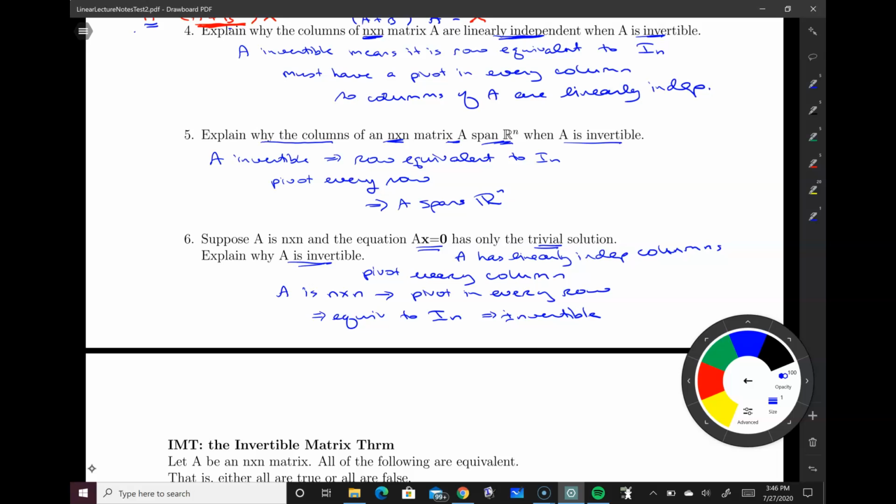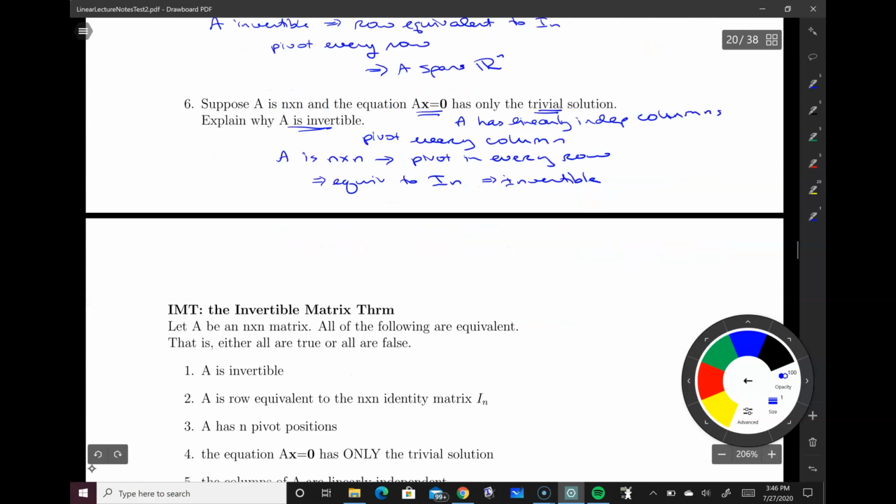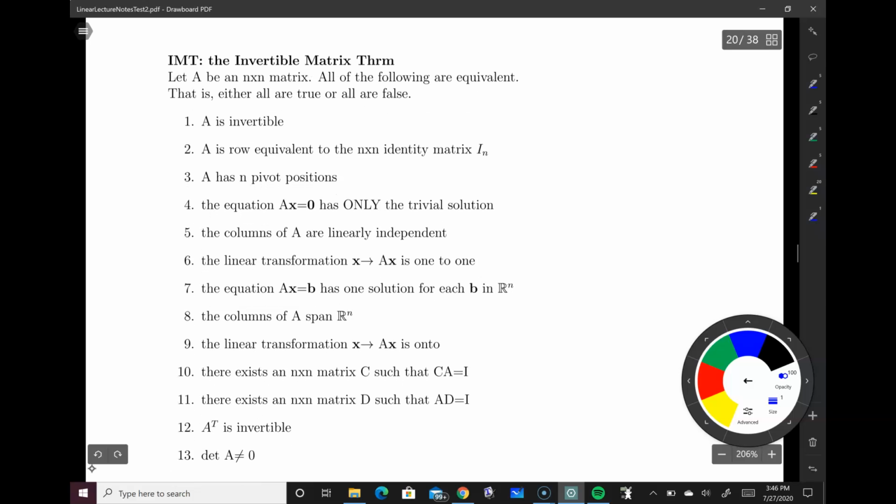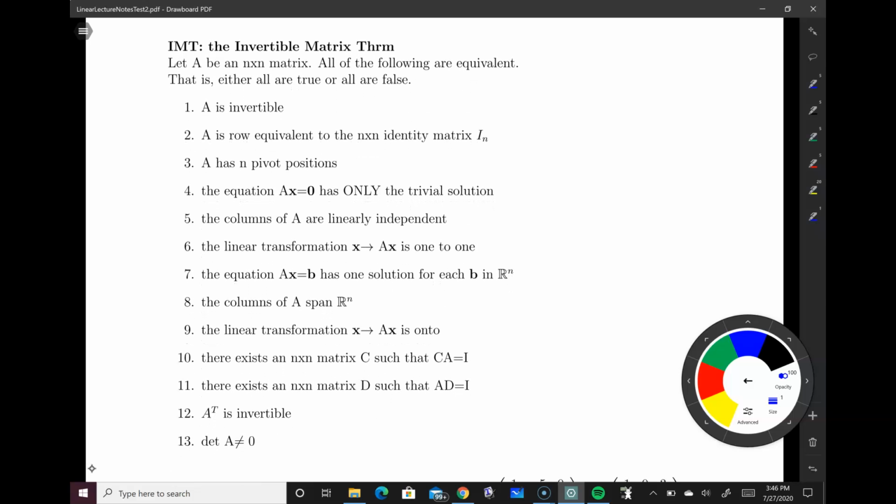All right. So now we get to this really large and important theorem, the invertible matrix theorem. So if I've got a square matrix, all are equivalent. So either all are true or all are false. So A is invertible. A is row equivalent to the identity matrix. A has n pivot positions, pivot rows and pivot columns, because it's square. Ax equals 0 has only the trivial solution.